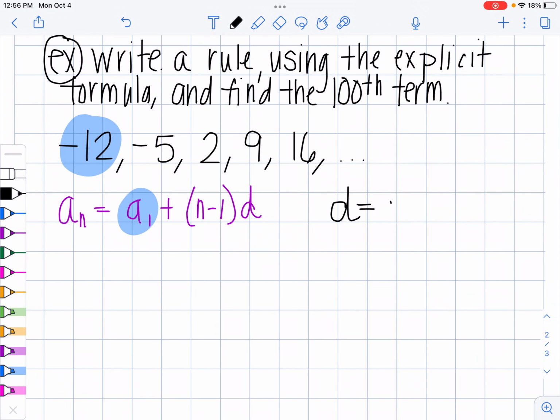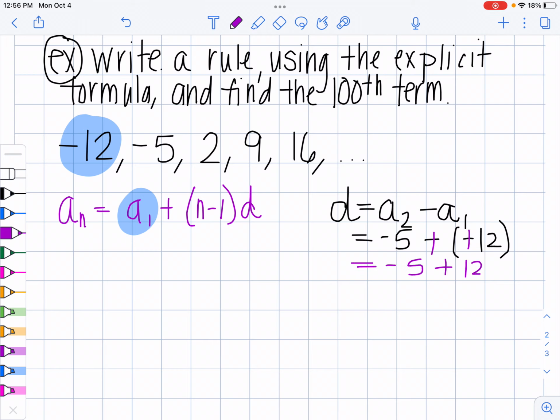I'm going to take my second term minus my first term. Okay, so my second term is -5 minus my first term, -12. Minus a negative is the same as adding the opposite. So this becomes -5 plus 12. How much is -5 plus 12? 7. Okay, so my common difference, which we had as green, is going to be 7.